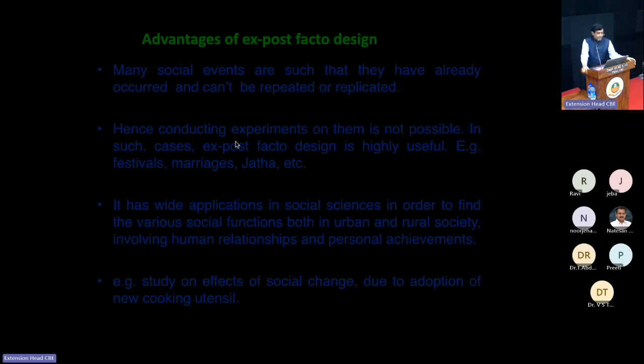An example is a study on the effects of social change due to adoption of new cooking utensils. You may not believe it, but two decades back, and even now in some hamlets and tribal areas, they use age-old earthen pots for cooking, not the advanced cookers that we use nowadays in towns. But all of a sudden a transformation has come in their cooking habits also. Earlier there were no cylinders or stoves in the hamlets and remote areas. Now it has changed there too.